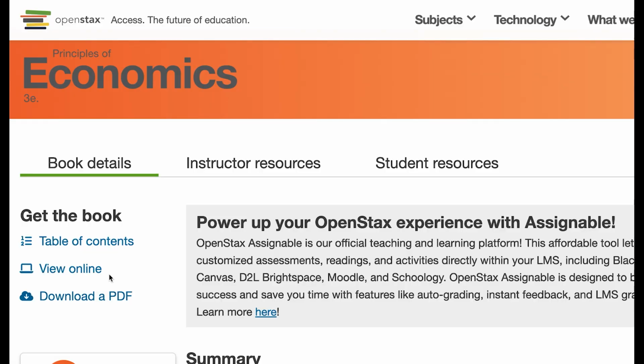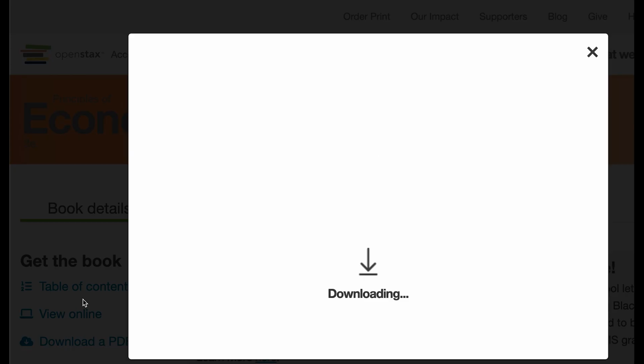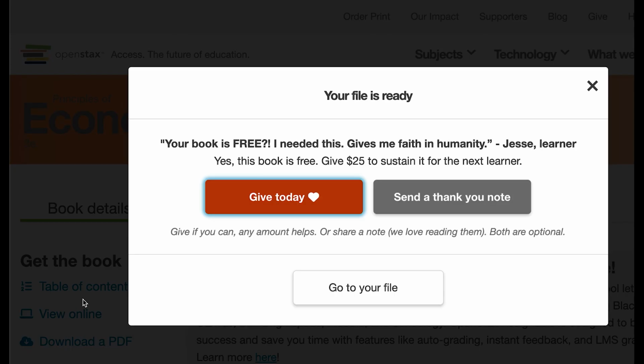For my economics class, we used the book called Principles of Economics, 3rd edition, and it's available for free on OpenStax. Check out what happens when you try to download the book. So let's say I want to download this book. Check out what happens. So this is in red, and this is in gray.